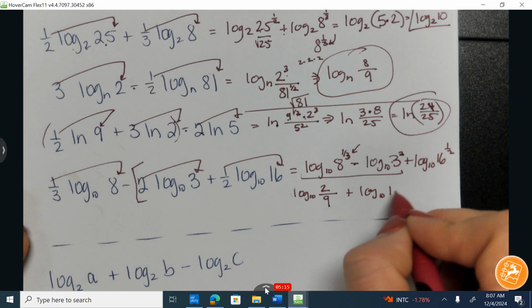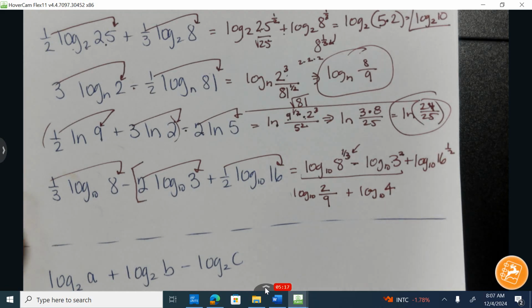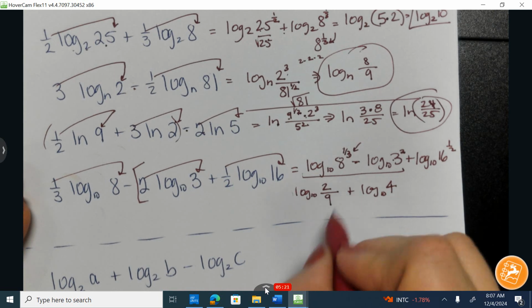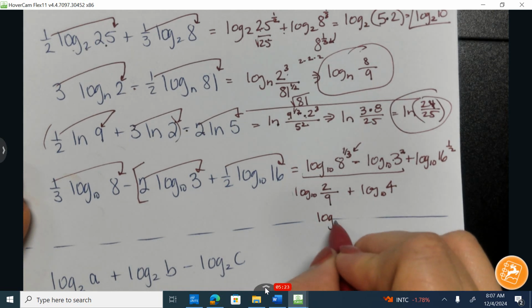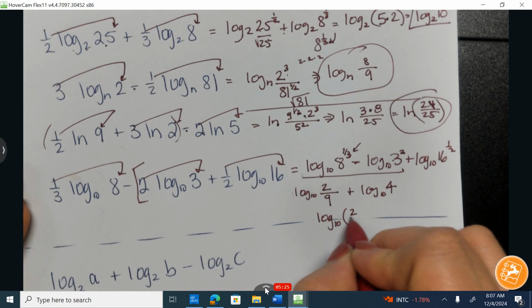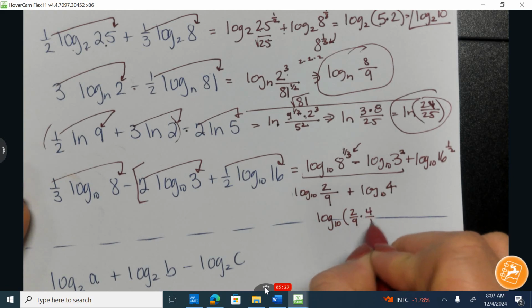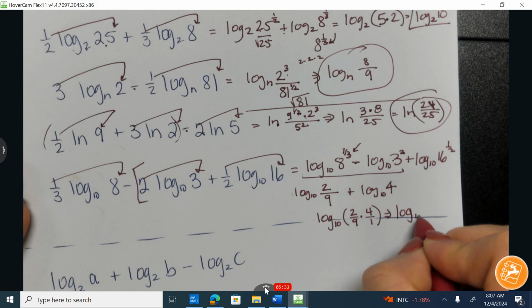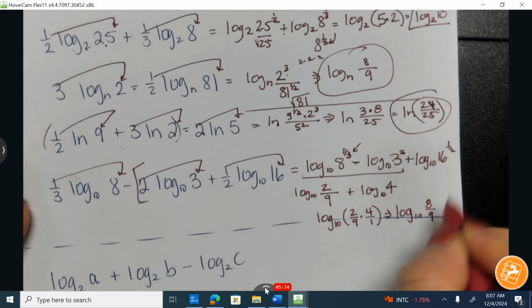16 to the 1/2 means the square root of 16, which is 4. Now how do I put these two groups together? Well, addition turns into multiplication when I condense: log base 10 of 2/9 times 4, which is the same as 4/1, and I end up with log base 10 of 8/9.